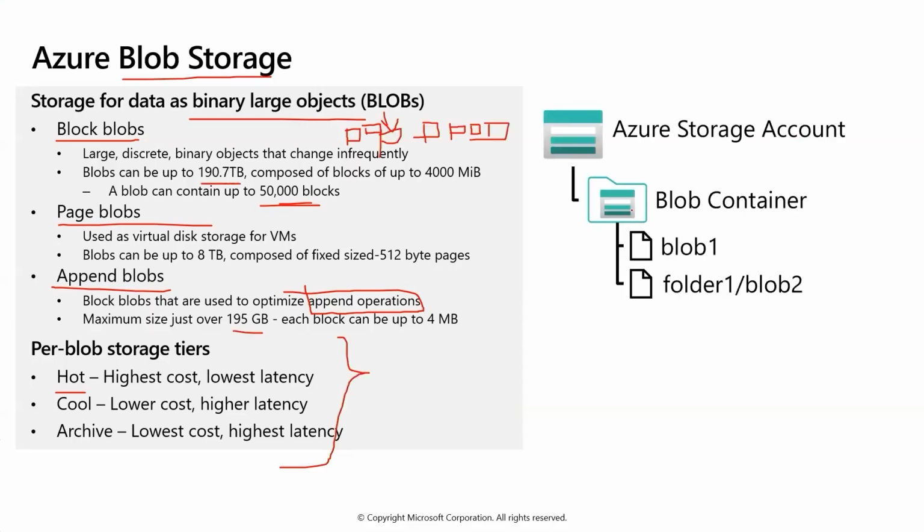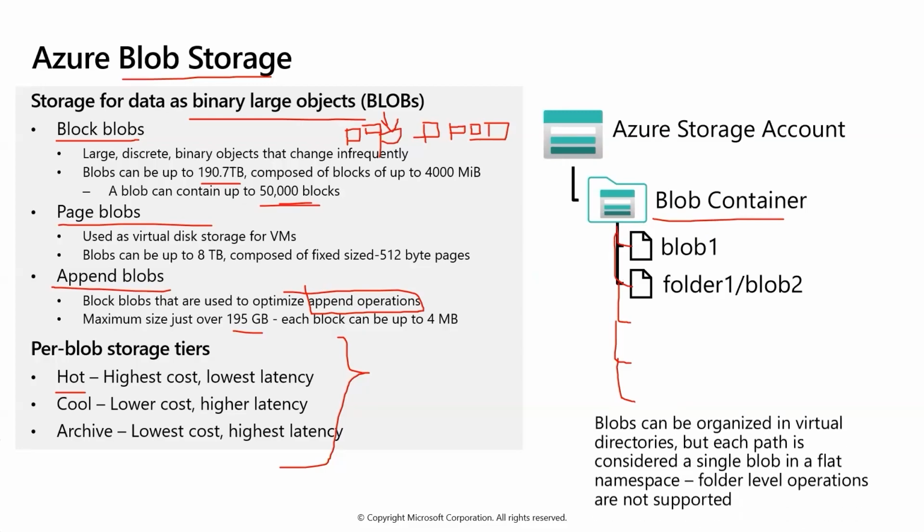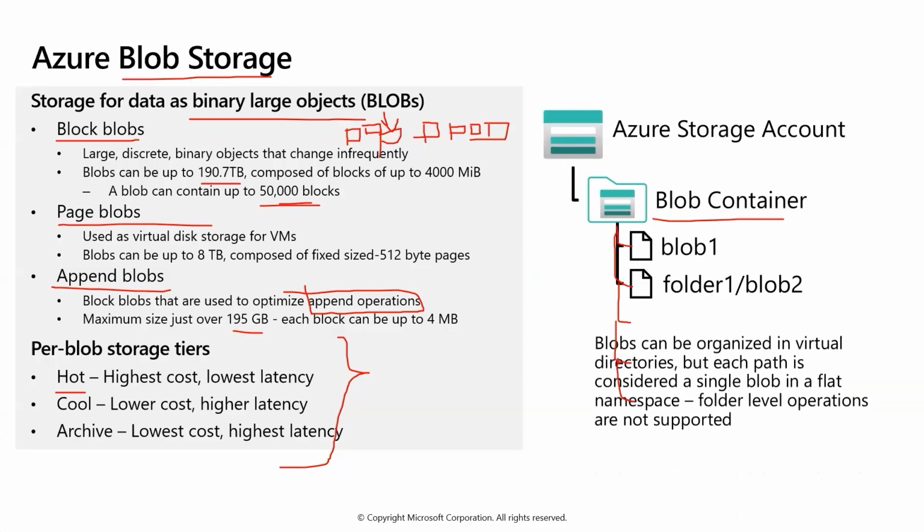All right. So as I mentioned, see here, it's going to be just one hierarchy. So inside the container, okay, I have file number 1, file number 2, I may have file 3, file 4, file 5. There is no way for me to have a hierarchy which will let me set another level of hierarchy or another level of encapsulation, you can say, right? So blobs can be organized in virtual directories, but each path is considered to be a single blob in a flat namespace. This is what I was talking about.